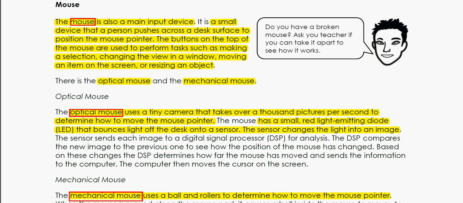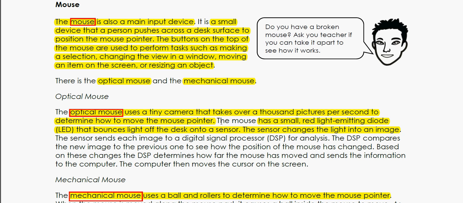And there are two types of mouse, or mice, depending however you want to say it. The optical mouse and the mechanical mouse. Now, we don't generally use the mechanical mouse anymore today. Haven't seen one in a while. Mostly we use optical mice. These use a tiny camera. It takes over 1,000 pictures per second to determine how to move the mouse pointer.